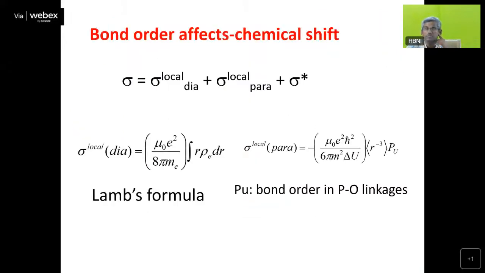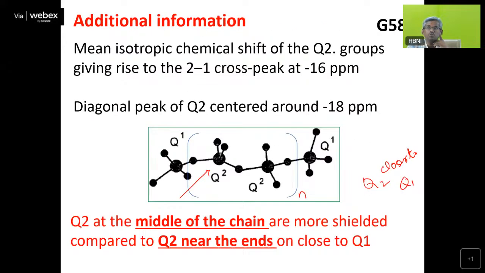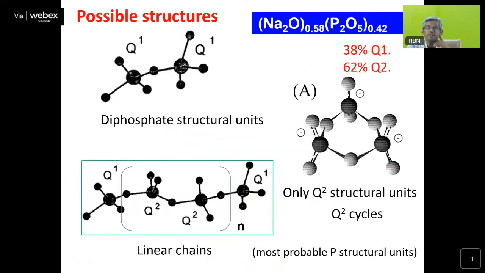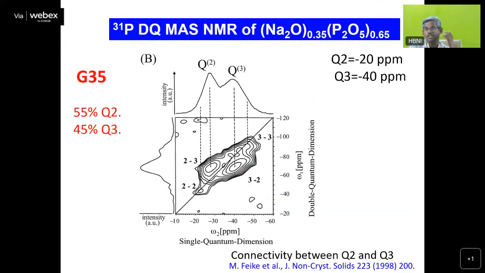Let us move further. Last class I discussed a composition called G58. What is G58? 58% sodium oxide and 42% phosphate. Now I am discussing another composition, and how the NMR spectrum changes. You compare this spectrum with that spectrum. This NMR glass has a composition of 35% sodium oxide and 65% P2O5. The previous one which we have studied, we called G58, and this we call G35.